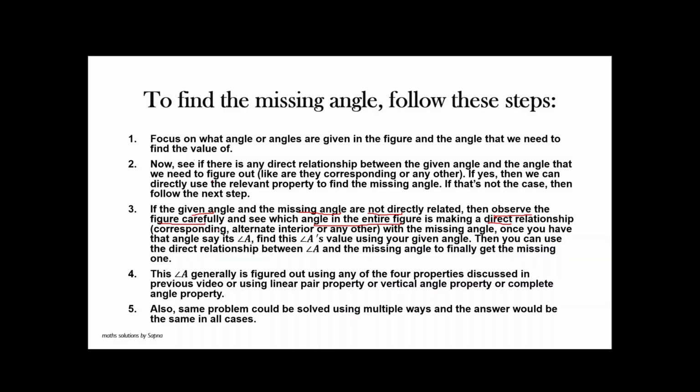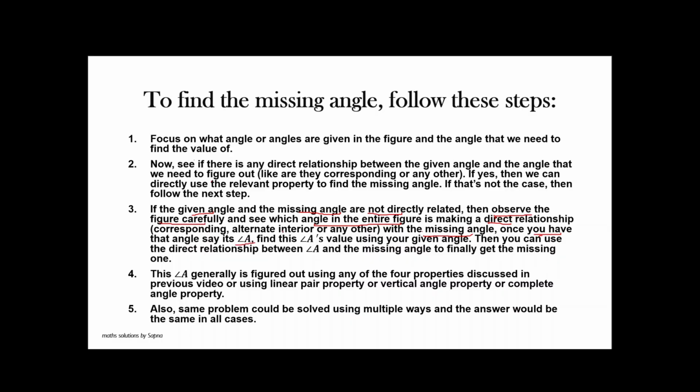A direct relationship means corresponding, alternate interior, or any property with your missing angle. I'm repeating: what we have to do is look at our figure and focus on our missing angle. Our missing angle is forming corresponding, co-interior, alternate interior, or alternate exterior with which angle, which point in the figure? Whatever point it is, mark it as some angle. Maybe say it's angle A.